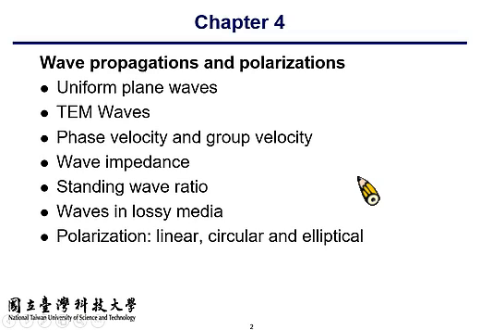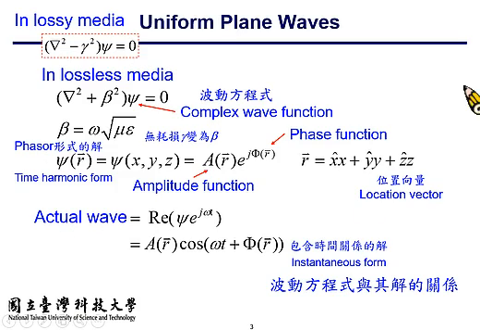Wave properties such as the propagation velocity, phase velocity, group velocity. You will hear different kinds of names, and you will be able to differentiate the difference between phase velocity and group velocity. Other terminologies such as wave impedance, standing wave ratio will be discussed. And next week we'll talk about waves in lossy media and polarization properties of electromagnetic waves.